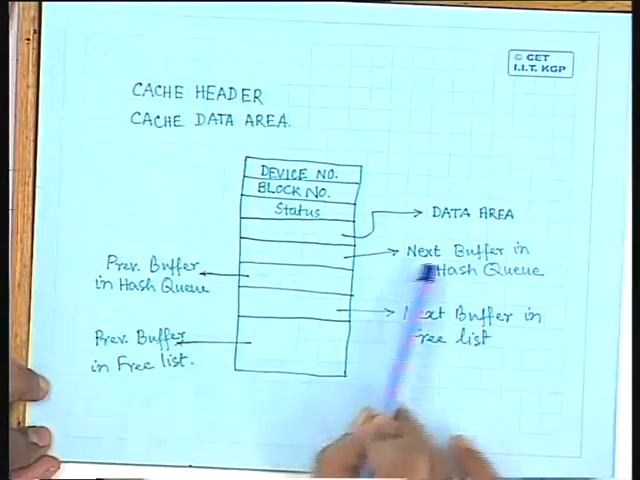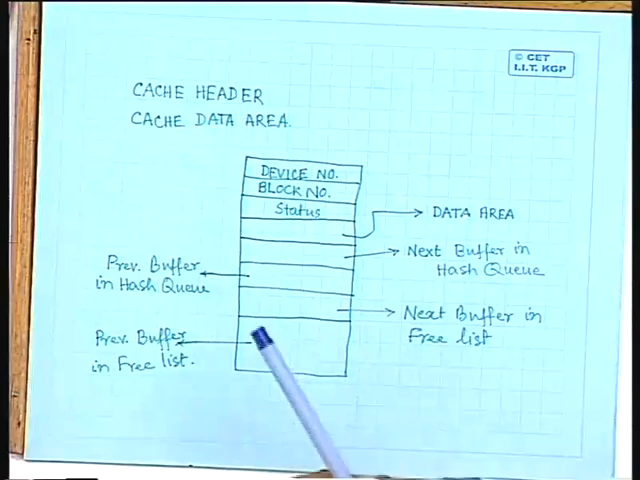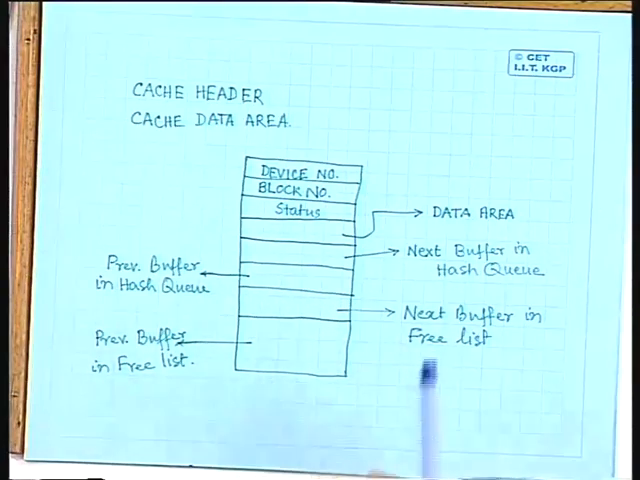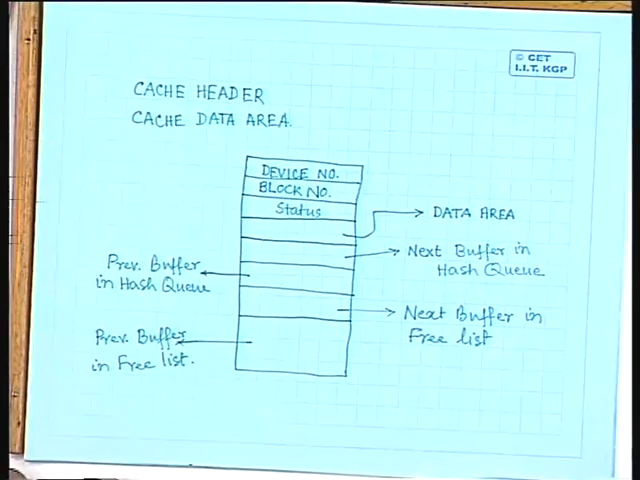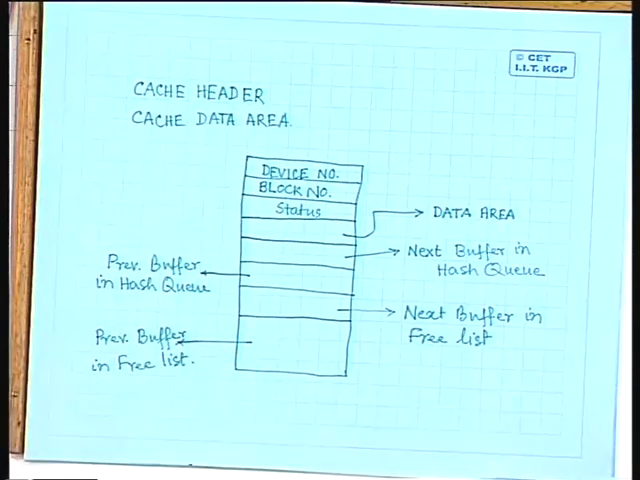So to reduce this search time, the same buffer is also maintained in a queue called a hash queue. This hash queue and the free list queue actually overlap. I don't maintain separate buffers, one for the hash queue and another for the free list queue. It is the same buffer which can simultaneously exist on a hash queue and also on the free list queue. If a buffer contains data of any block, it will always be present in the hash queue, but it may not be present on the free list queue.